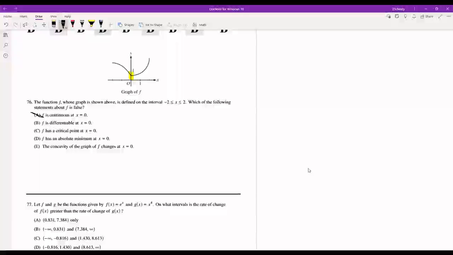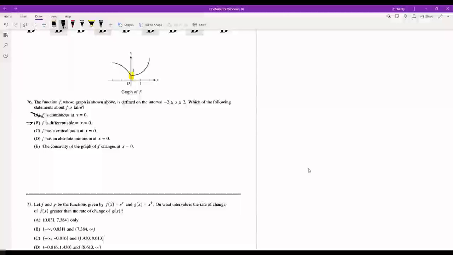F is differentiable at x equals 0. Well, one thing I notice is that there seems to be a sort of sharp turn at x equals 0. And at sharp turns, functions aren't differentiable. So I would say B is probably the answer, but let's look at the rest of the answers.